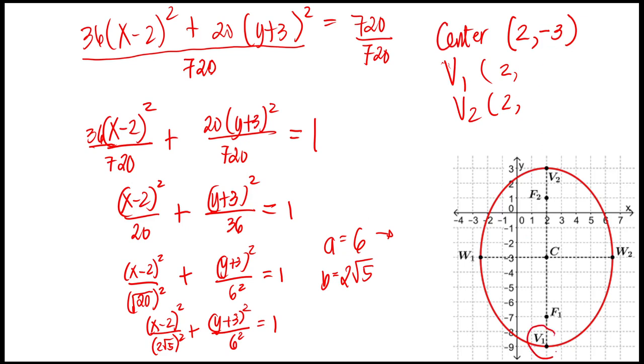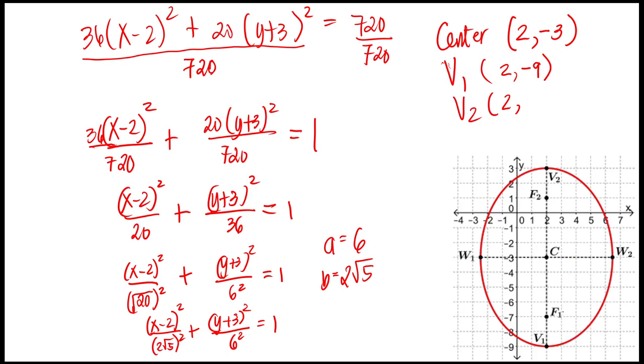Para makuha yung V1, si V1 ay mas mababa kay C ng ilan? Remember, ang distance niyan is A. So, babawasan natin ng 6 kasi A is 6. Okay? C, center. So, negative 3 minus 6. Ang coordinate ng vertex 1 is 2, negative 9. Binawasan natin ng 6 kasi A equals 6 ayon sa ating standard equation.